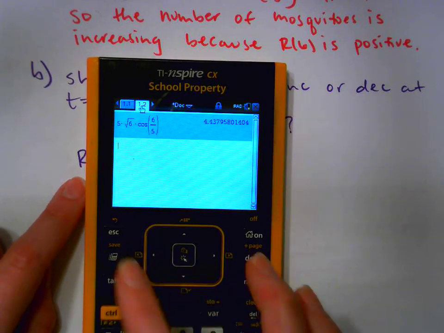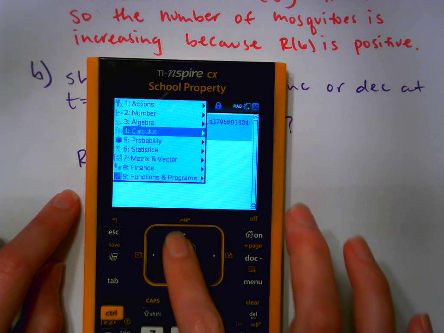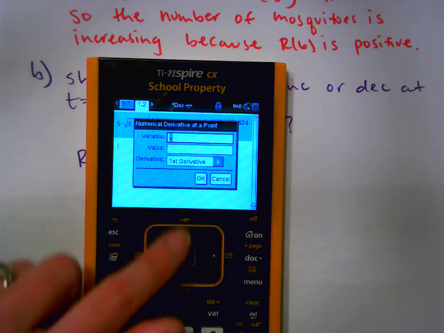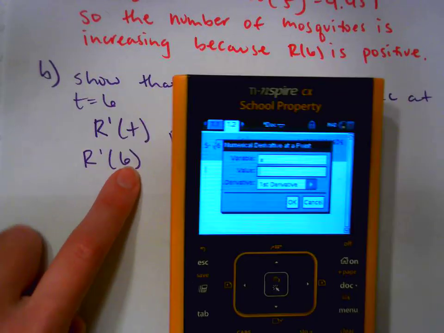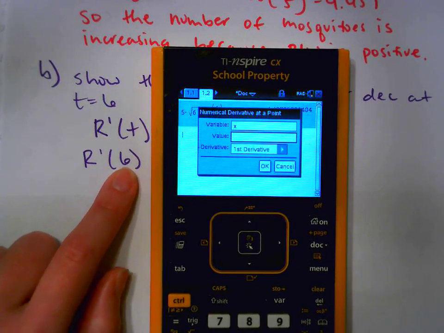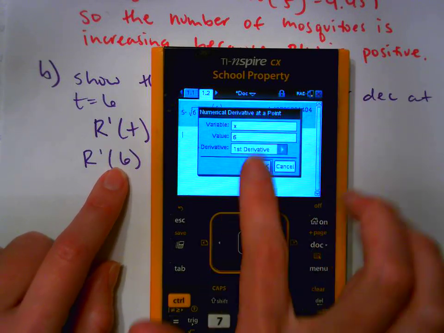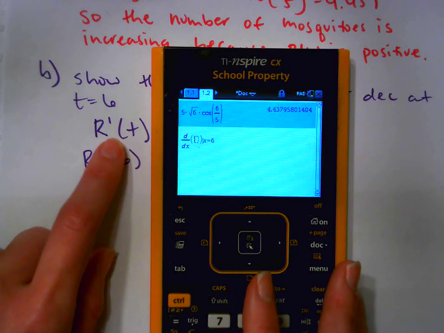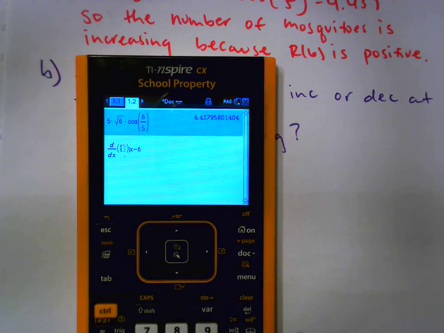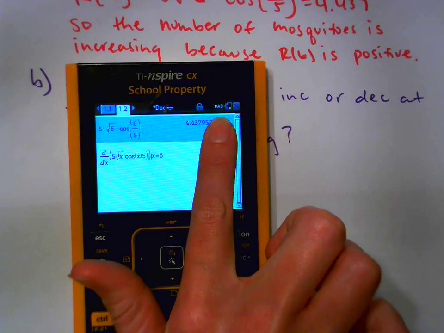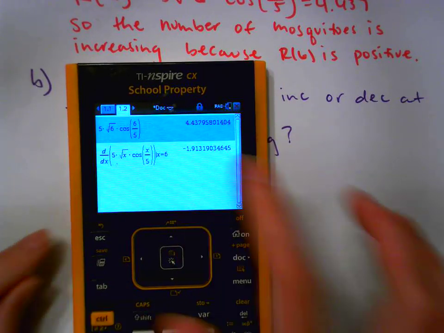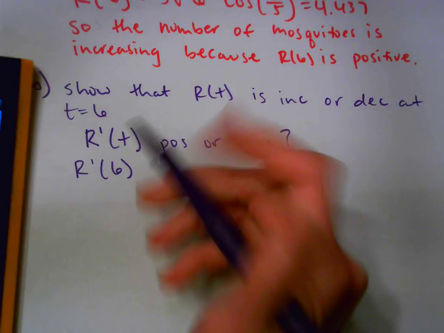Instead of doing it ourselves with product rule, you can go to Menu, Calculus, Numerical Derivative at a Point, keep your variable x. We want to know at 6, so this only works if you're evaluating at a point. If you actually need the derivative function, this doesn't help you. We're going to do the first derivative, and then type in the function we're taking the derivative of. That was 5 times the square root of x, go out of your square root, times cosine of x divided by 5, and make sure it's in radian mode. Push enter, and it's negative 1.913.